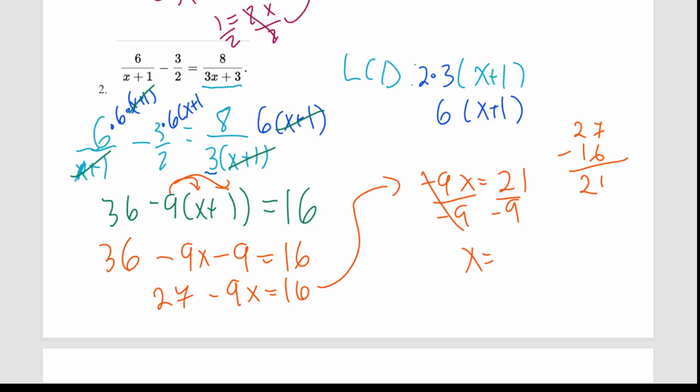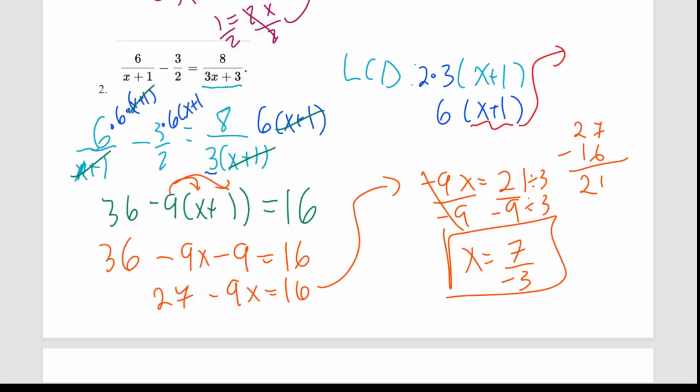21 over negative 9 does simplify a little bit. In particular, 3 goes into both, so we'd end up with 7 over negative 3 as our final answer. Now, technically, according to the domain of the original, we're going to have to make sure that x does not equal negative 1, since we need to make sure that x plus 1 does not equal 0. But in this case, x did not equal negative 1, so we are indeed good.